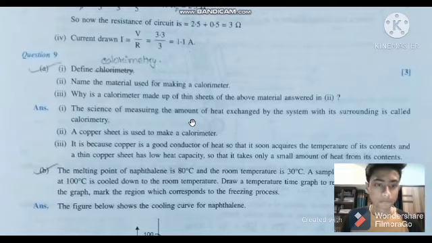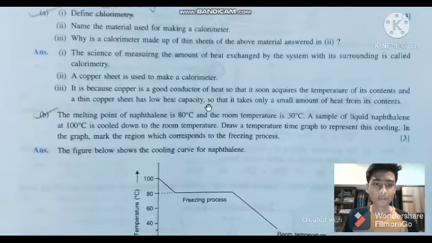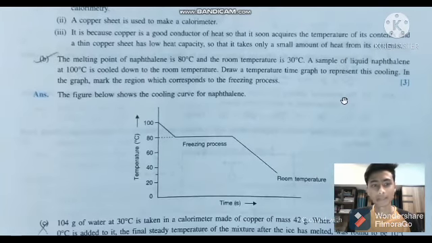Alright. Next question is why is a calorimeter made up of thin sheets of the above material? Answered in number 2. It's because copper is a good conductor of heat and electricity both, and it acquires the temperature of its constituents. Thin copper wire has a low heat capacity, so it takes a small amount of heat from its contents. That's going to be your answer.